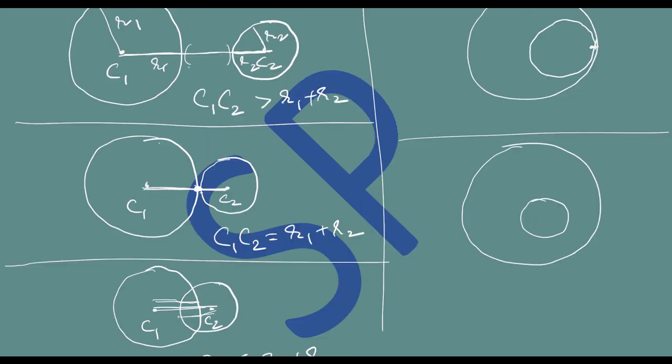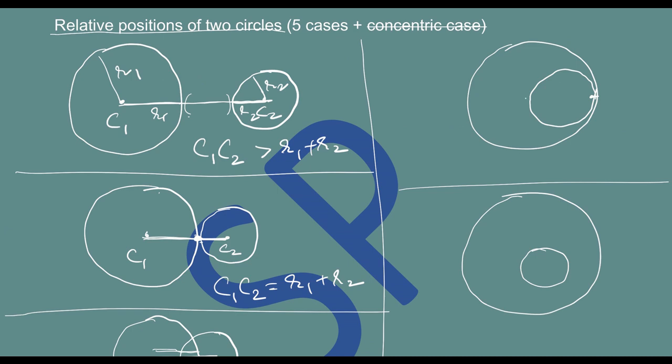Now coming to this case, suppose I have the center of the big circle C1 and the center of the small circle C2. Now I want you to observe that here this is R1 and this is R2. So C1C2 in this case is nothing but R1, this full is R1, and from here to here it is R2. C1C2 is equal to R1 minus R2 we are getting in this. So this is when the circles are touching internally.